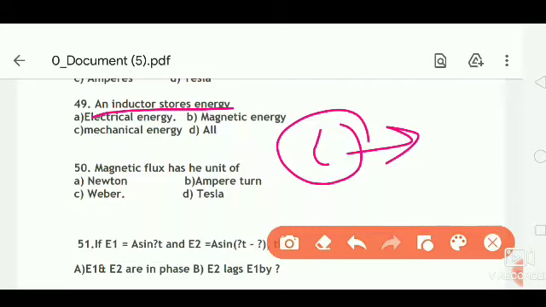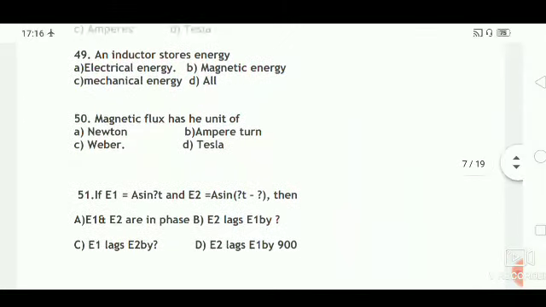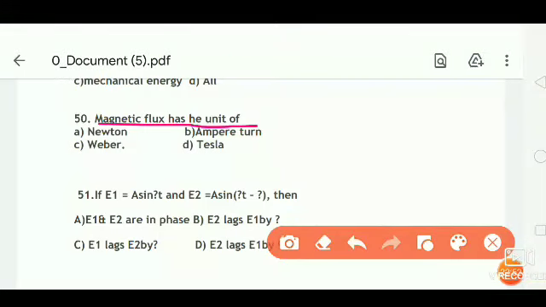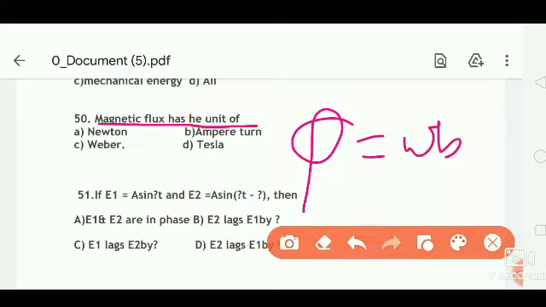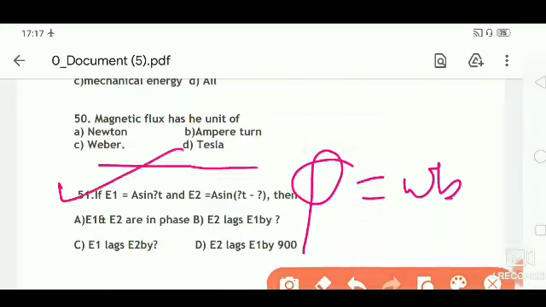It is always the electrical, mechanical and the mechanical energy. Here D is the answer. All of these are the right answer. So next, magnetic flux is a unit of: Newton, ampere turns, Weber or the Tesla. We get the unit of magnetic flux phi is the Weber. Here C is the right answer.